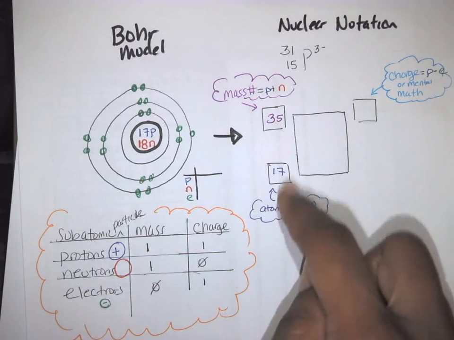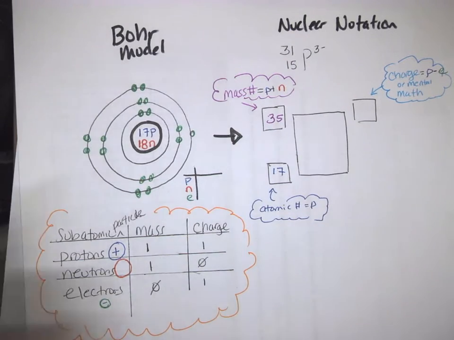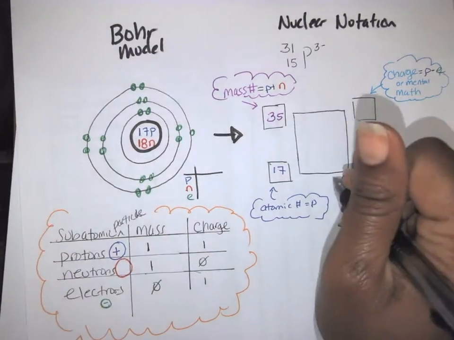Okay, so we've got our mass number, we've got our atomic number. What about the symbol that goes in the middle? For that, you need to use the periodic table.